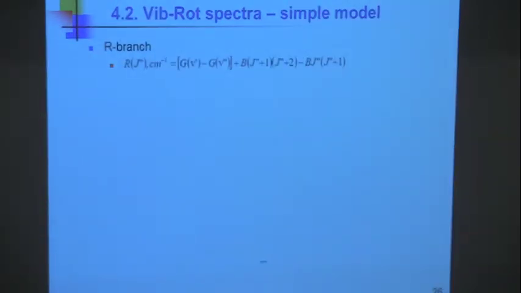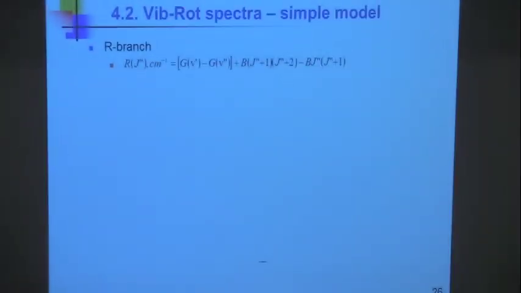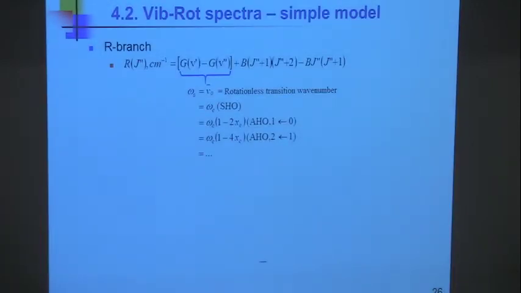The R branch transitions now are the difference between the G's again, plus the differences in the B's. And so we have an equation for the lines that depends upon the level of anharmonicity. So if it's a simple harmonic oscillator, this delta G is always a constant. But when it's an anharmonic oscillator, you have a correction term that depends upon which vibrational levels you're in. So as soon as you go to the anharmonic oscillator, you have to be more careful about the level of V.